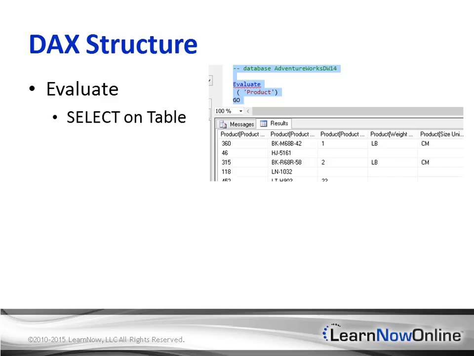So now let's look at the DAX structure. First, we'll look at the evaluate statement. The evaluate statement is like creating a select T-SQL statement in the database engine. Along with the name of the table, it can be like a select star from table name, as in this example. Here you see evaluate product, and it lists all the columns in the product table along with their values.